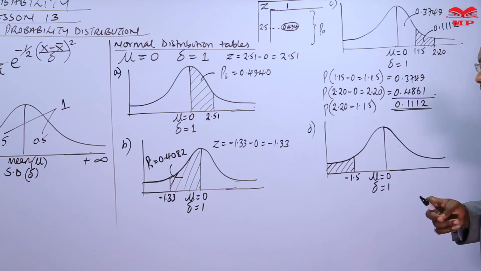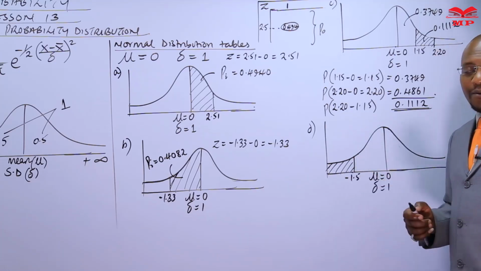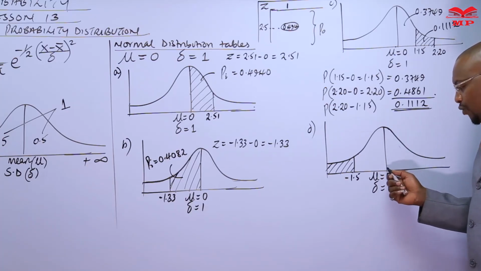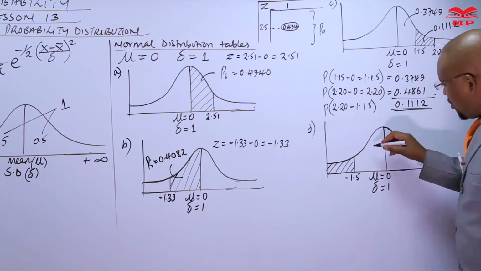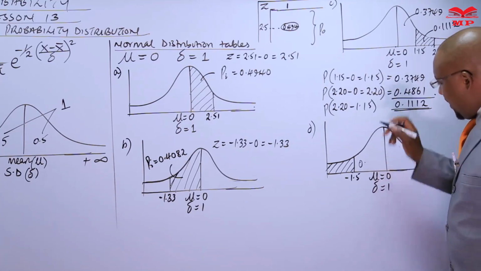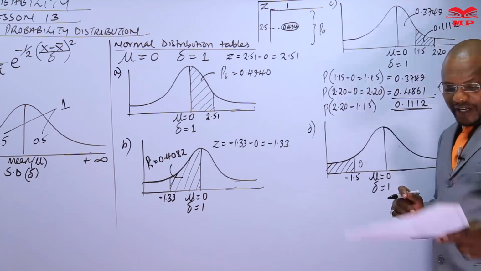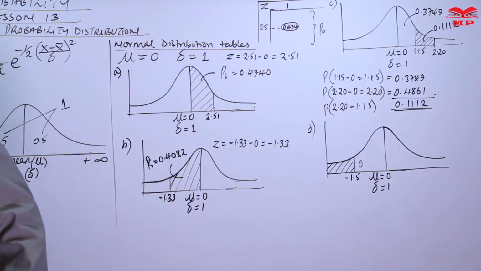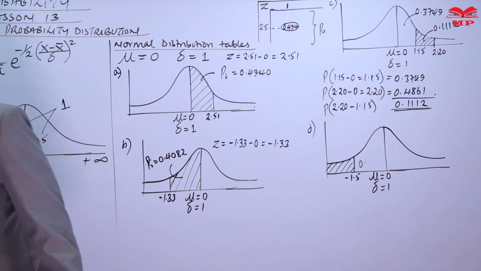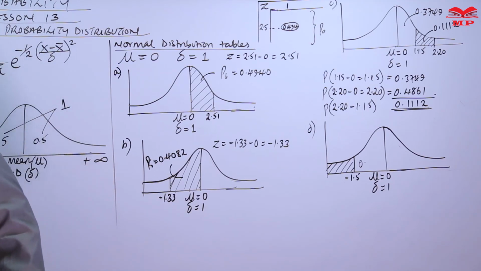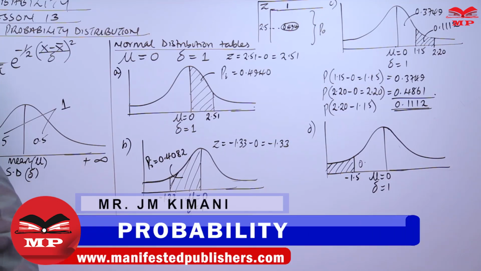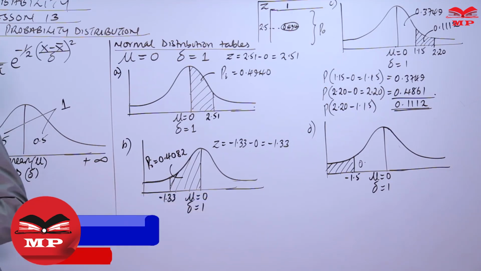So that means what? We cannot read this area from the table directly. What we do, we have to use the mean. So we get the area, first of all, between 0 and 1.5. The area between 0 and 1.5. So we read from the table 1.5, and 1.5 from the table is actually 0.4332.